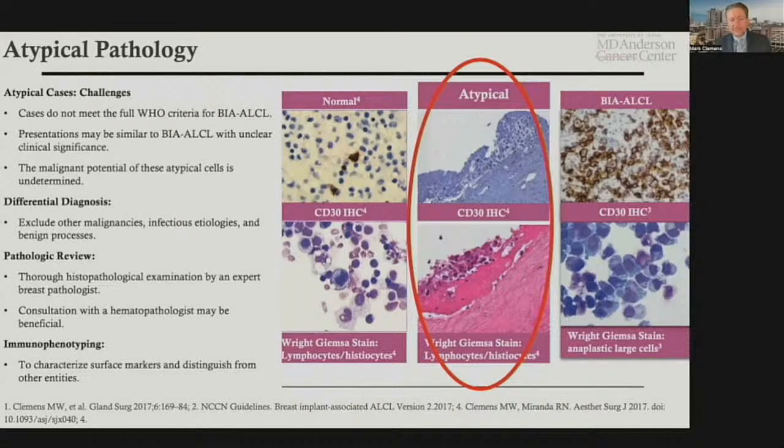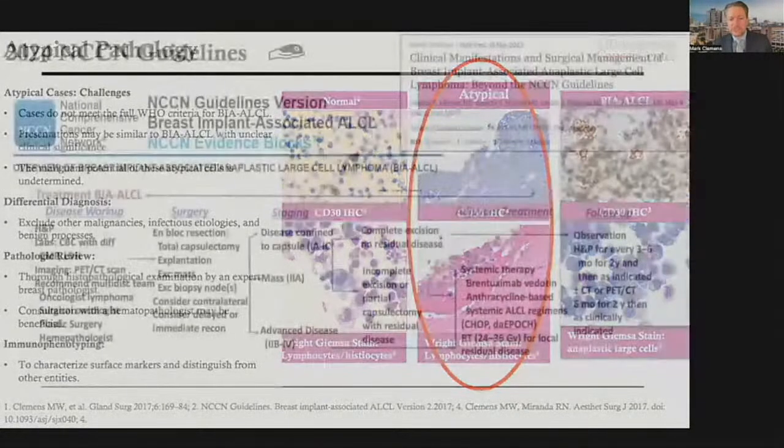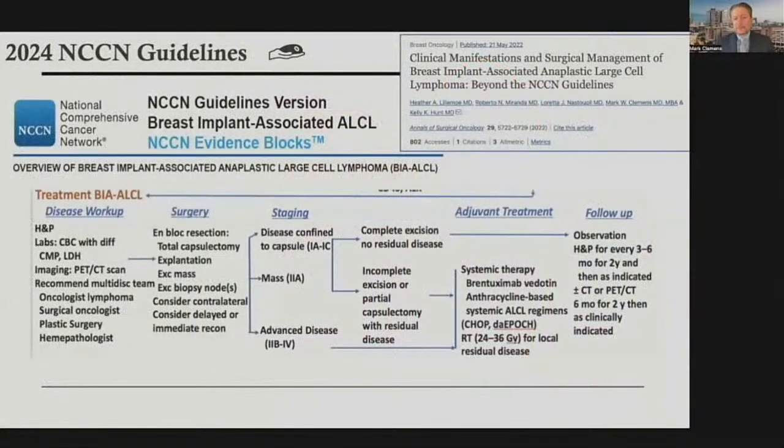And so while it's not part of the primary algorithm to jump to that, if there is confusion, if they're unable to make the diagnosis, if they're seeing something that they just can't characterize, it's probably important for a second opinion and to use additional markers to define what is happening in those situations. So at this point, hopefully we've made a diagnosis of breast implant-associated ALCL. And we begin the treatment phase.